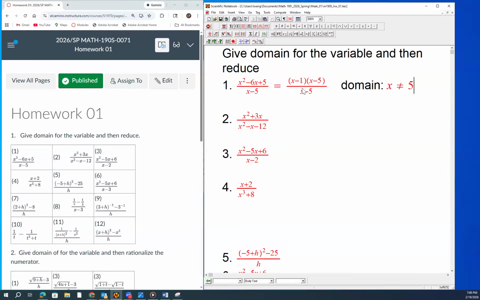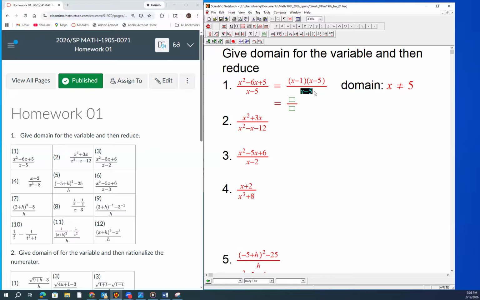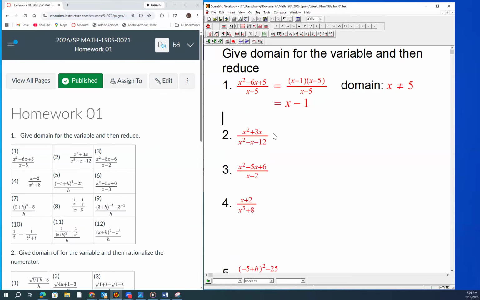Under that requirement, x minus 5 is not 0. Therefore, we can reduce, we can cross out x minus 5. As a result, we'll get x minus 1 over 1. When the denominator is 1, we don't have to write it, so that turns into x minus 1. So that was the first question we did in class.